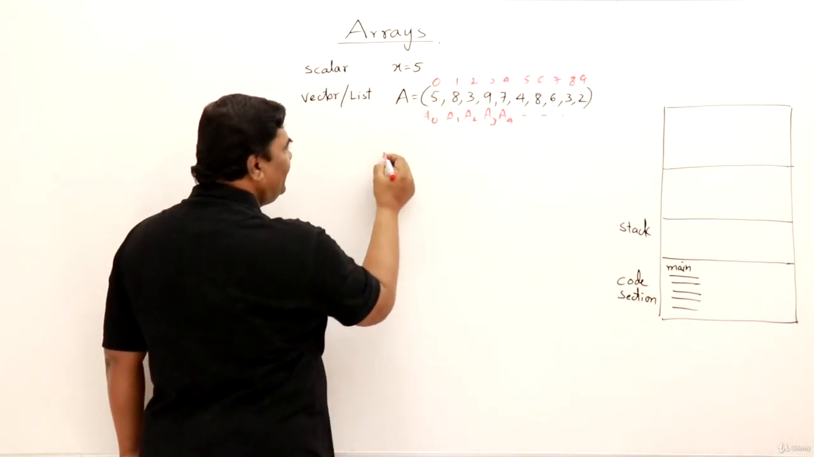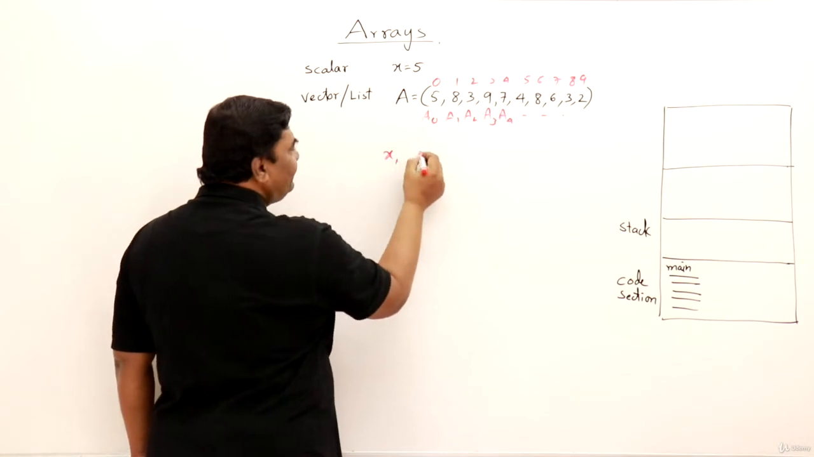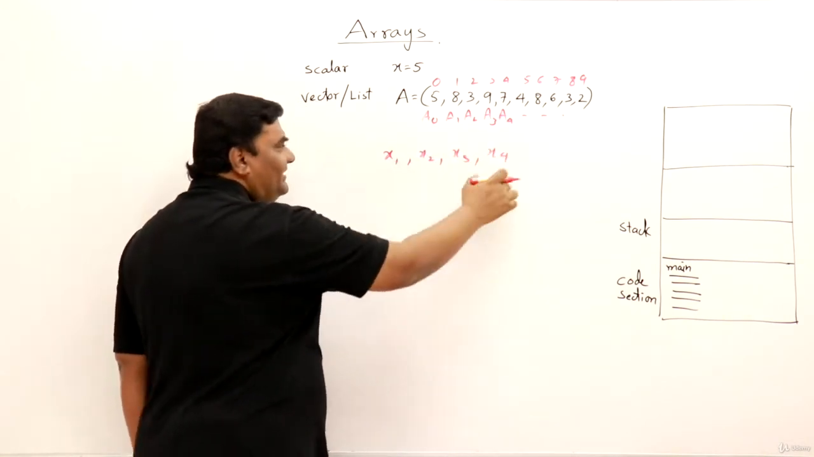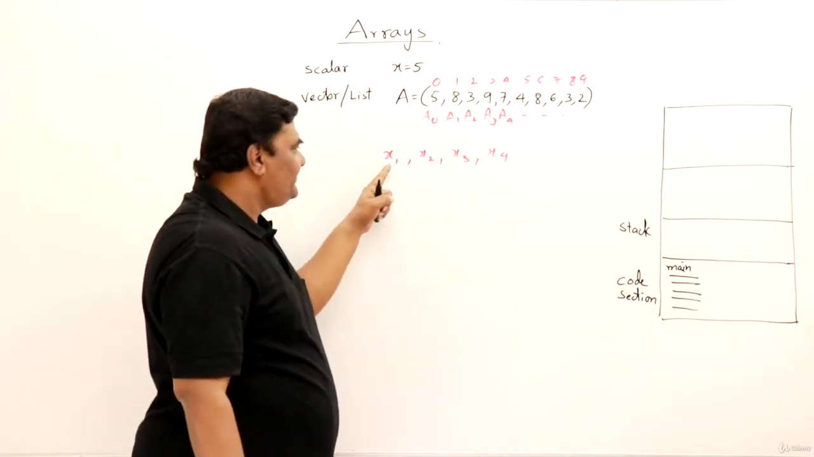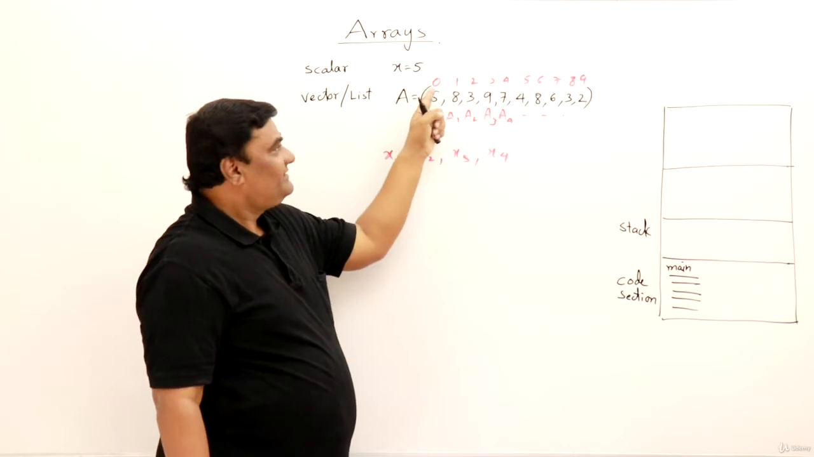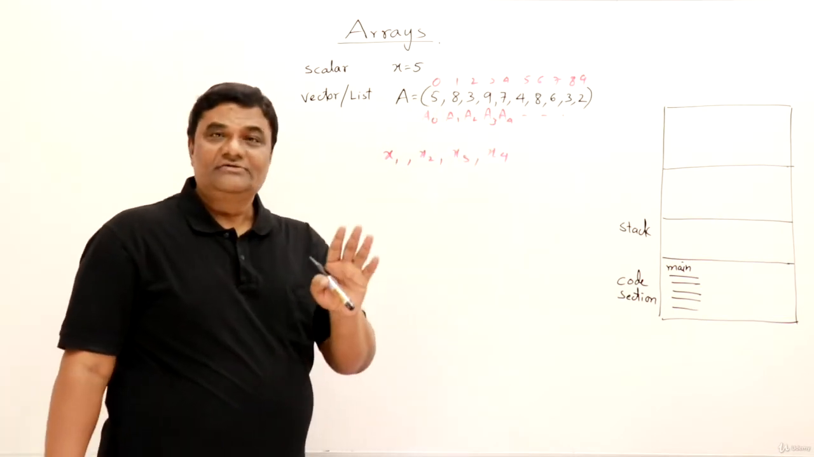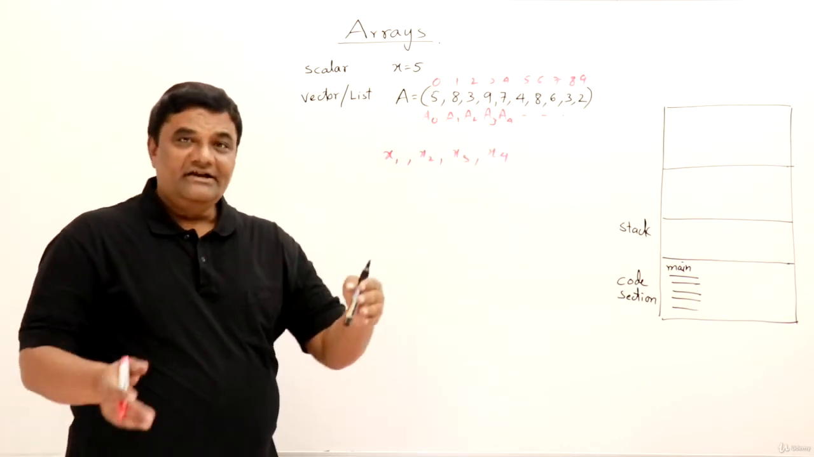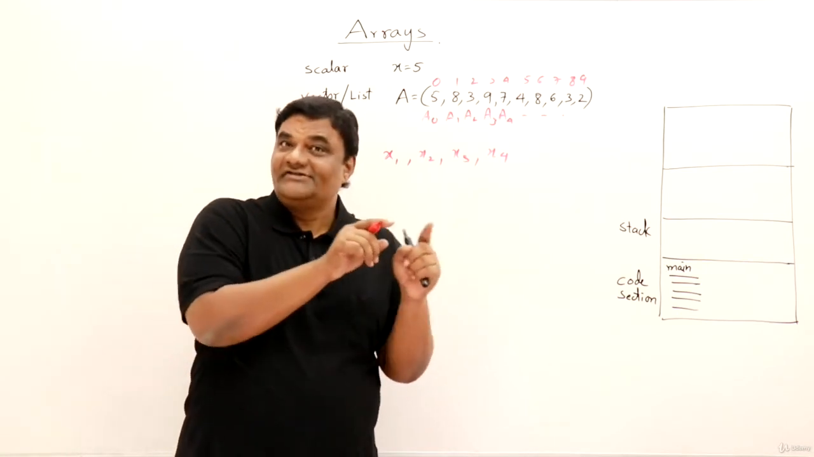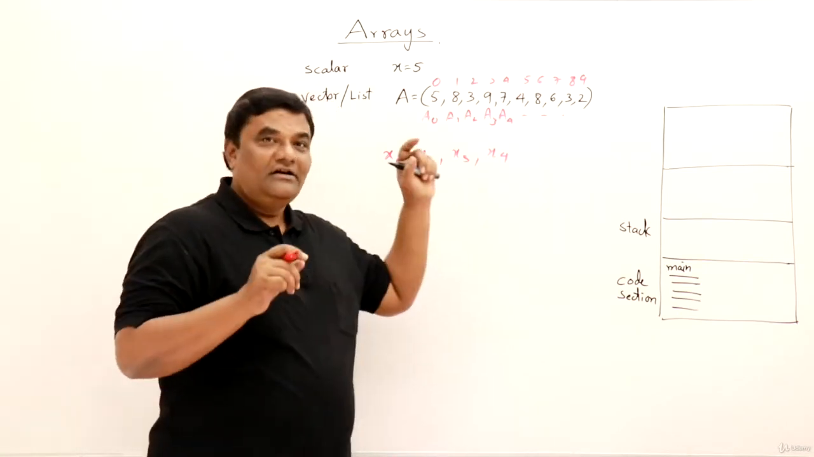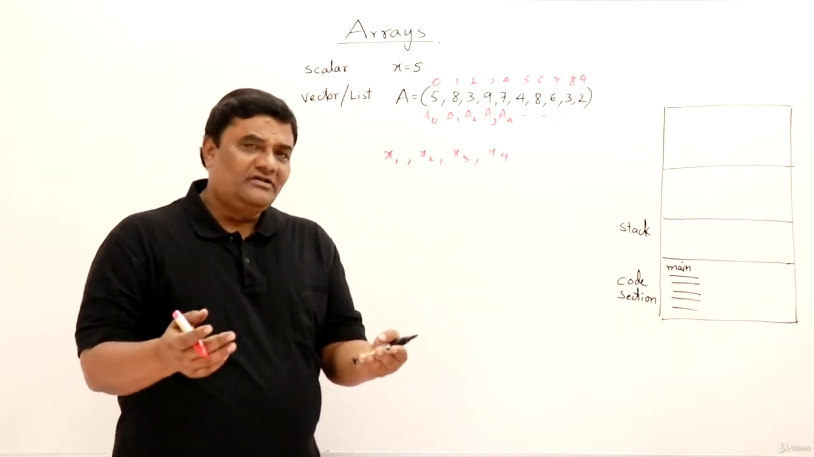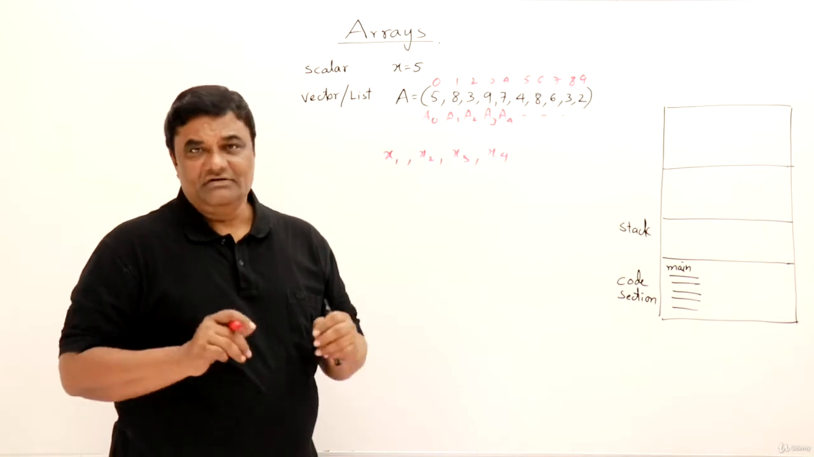Like in mathematics, you might have used x1, x2, x3, x4. So these are multiple values. They are differentiated by their subscript. So this is the concept from mathematics. If you have a list of elements, you give a single name and you differentiate them with their index or subscript, that is 0, 1, 2, 3, and so on. The same concept is applied in programming also.